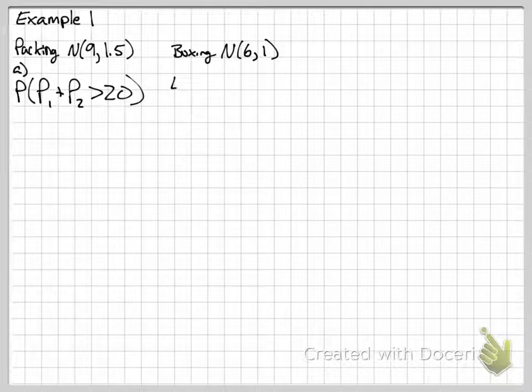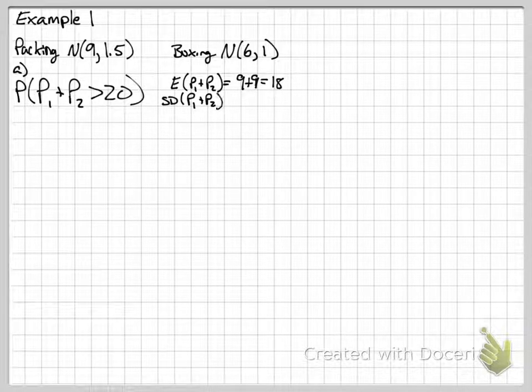We just need to find the expected value of these 2 continuous random variables. So we have our expected value of packing 1 plus packing 2, which we just add our means together, so 9 plus 9. So our expected value for packing 2 consecutive boxes is 18 minutes. Our average is going to be 18 minutes. And then our standard deviation of packing 1 and packing 2 is going to be equal to the square root of 1.5 for our first package squared plus 1.5 of our second package squared.